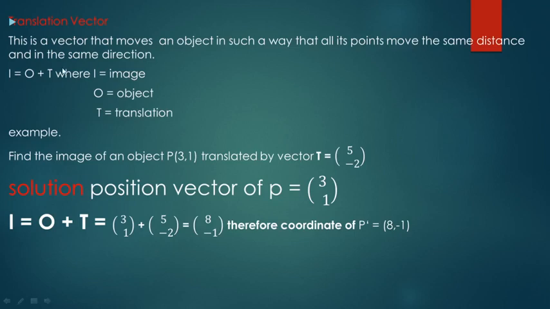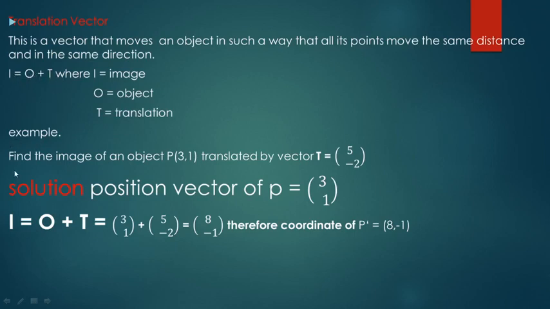Now, for translation factor, I'll give you a formula that will assist you to do some calculations. If you are given a translation and an object, you can find the image by using this formula. I stands for image, equals O, which stands for object, plus T, which stands for translation. So image is equal to object plus translation.